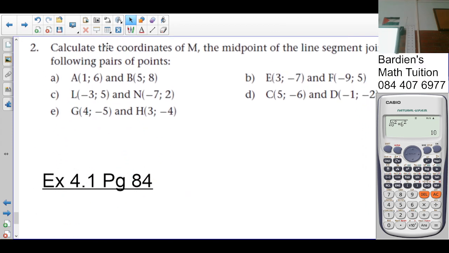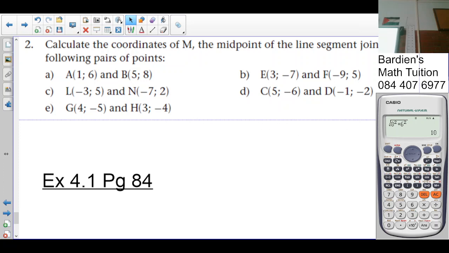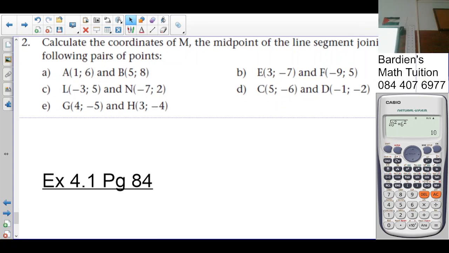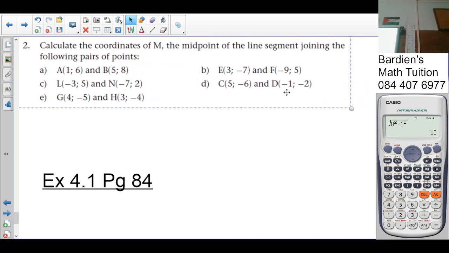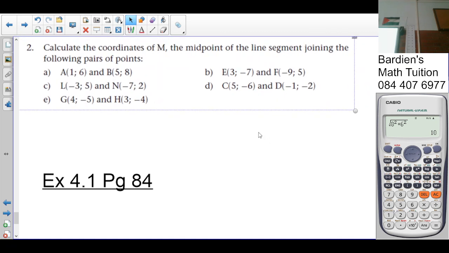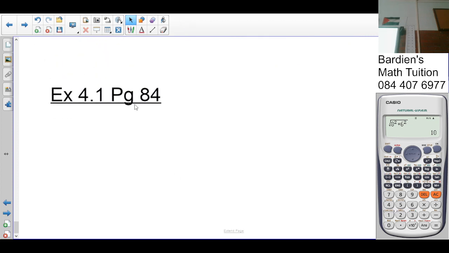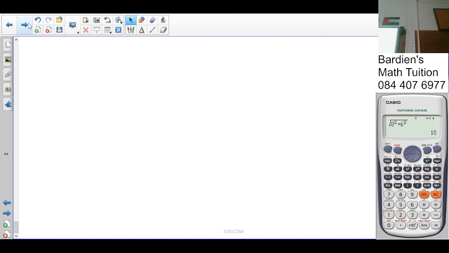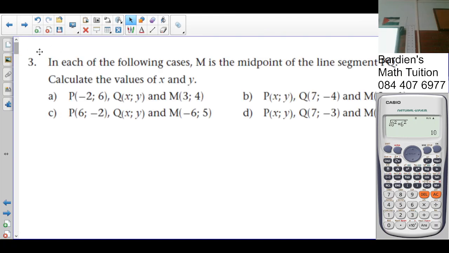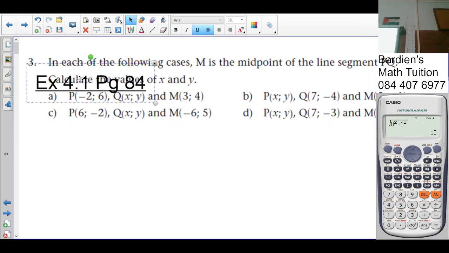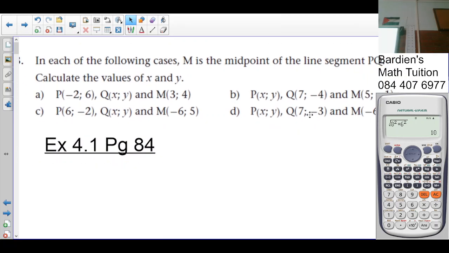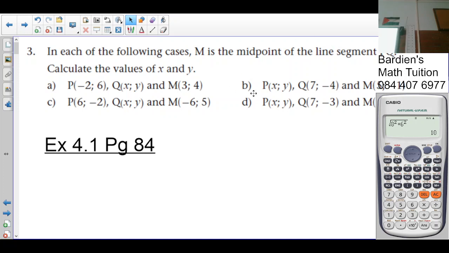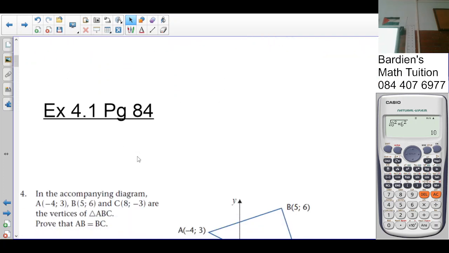Number 2. Calculate M, the midpoint of the line segments joining the following points. Any issues here? Did you do the work? Yes, there are no problems here. Number 3. Any issues here, people? You sure, no? Number 3.